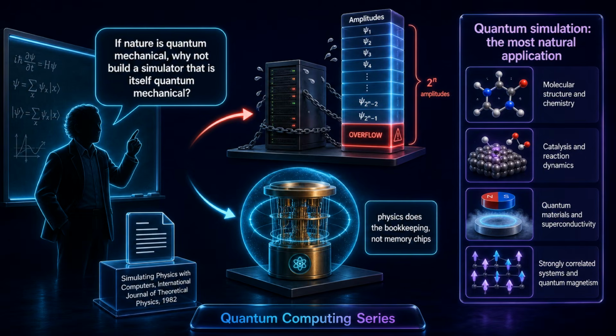In 1982, Richard Feynman published a paper titled Simulating Physics with Computers in the International Journal of Theoretical Physics. He asked what now reads as the founding question of the field. If nature is quantum mechanical, and simulating quantum mechanics on a classical machine costs exponentially much, why not build a simulator that is itself quantum mechanical? The insight is elegant. A quantum system tracks its own amplitudes for free, simply by existing. This is why quantum simulation of molecules, catalysts, superconductors, and magnetic materials is widely regarded as the most natural application, and the one where a clear advantage is most plausible.